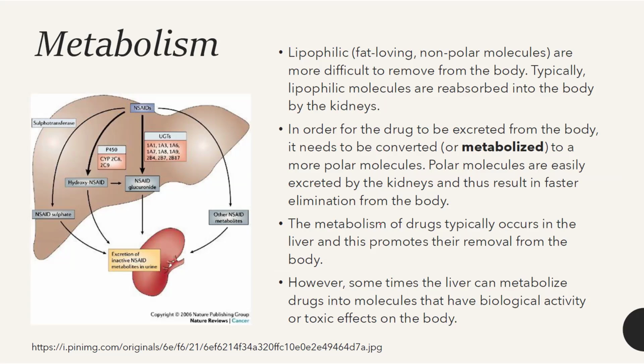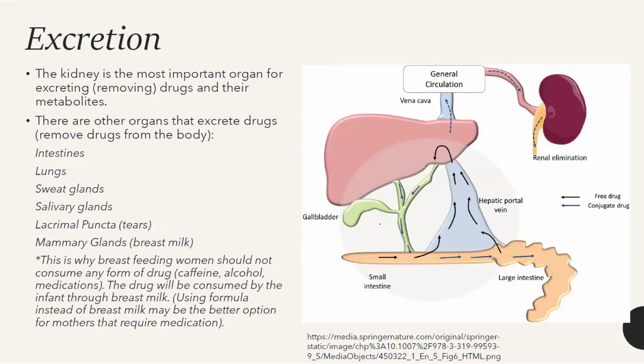So the metabolism of drugs typically occurs in the liver and promotes their removal from the body. However, sometimes the liver can metabolize drugs into molecules that have biological activity or toxic effects on the body. So sometimes the liver can make a mistake.